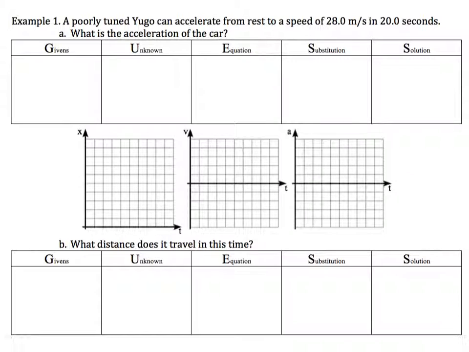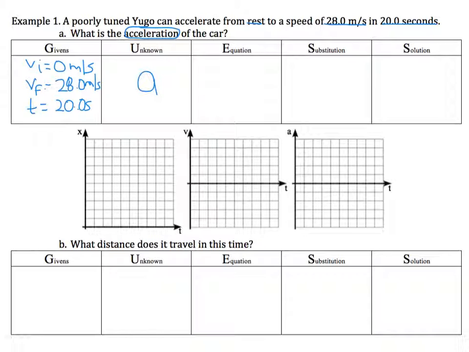In this first example, we accelerate from rest to a speed of 28 meters per second in 20 seconds. So that is our givens. Rest would be our VI, a value of 0 meters per second. Our VF will be the 28 meters per second, and our T is 20 seconds. Our unknown is acceleration, so that is A.